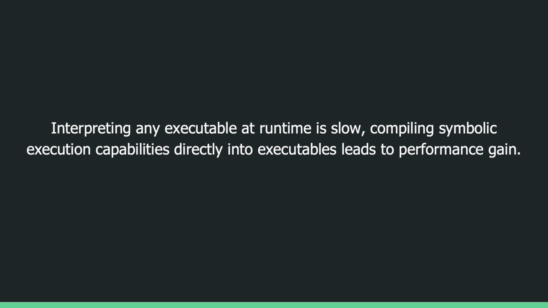To sum up the entire paper in one line, the idea is that interpreting any executable at runtime is a slow process, whether it be dynamic instrumentation or any internal representation. So, instead of interpreting at runtime, if we compile the symbolic execution capabilities inside the binary itself at compile time, then we gain performance. We gain huge performance when we are executing this program.